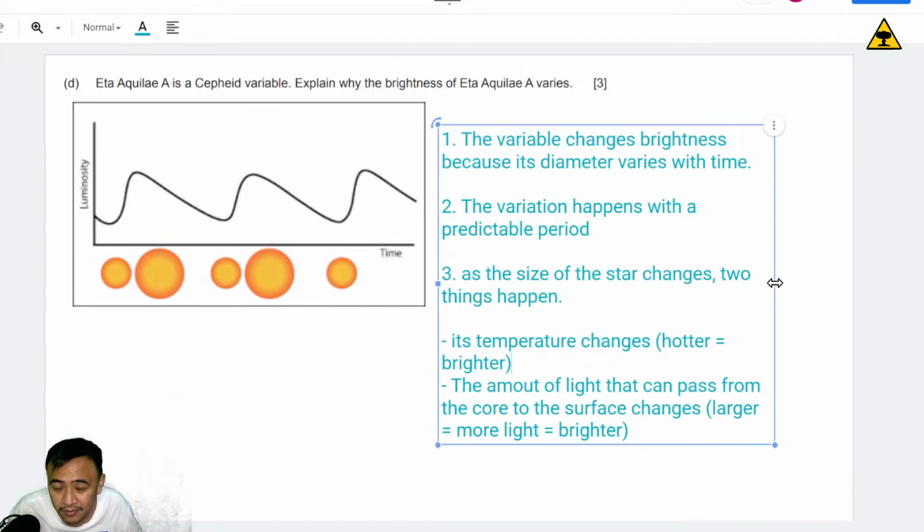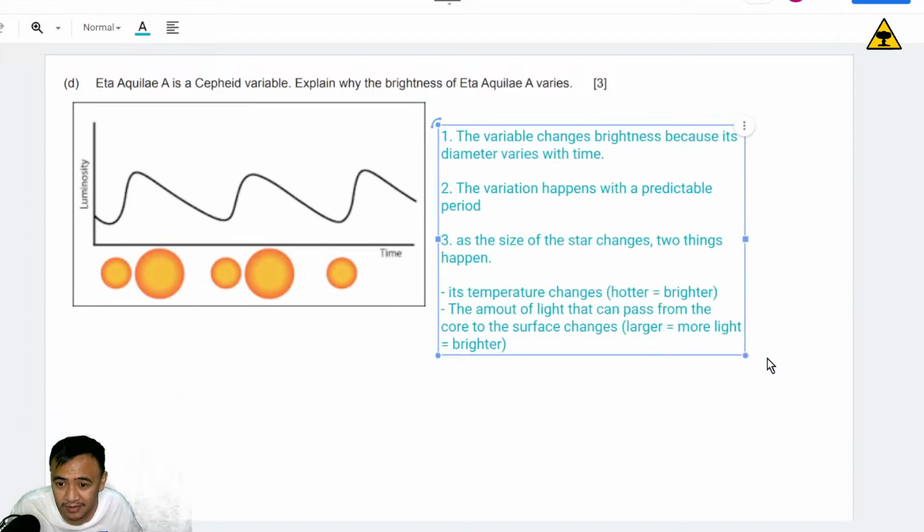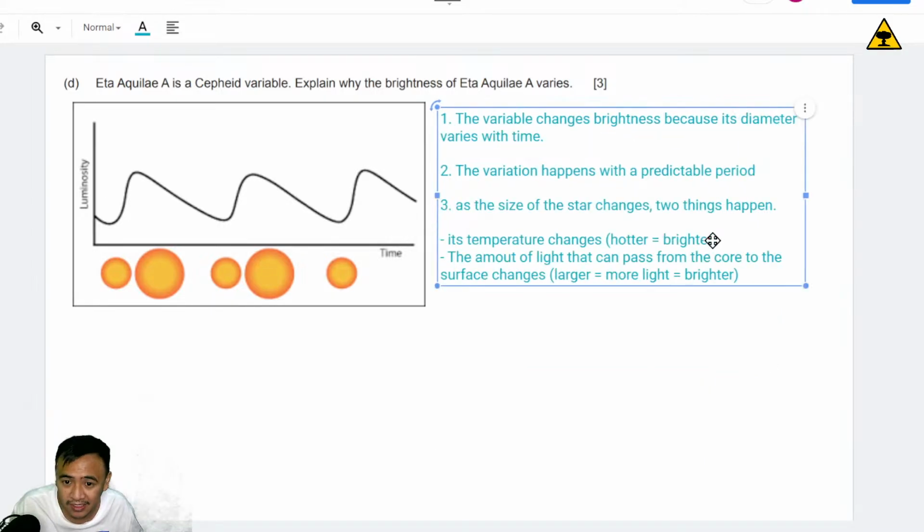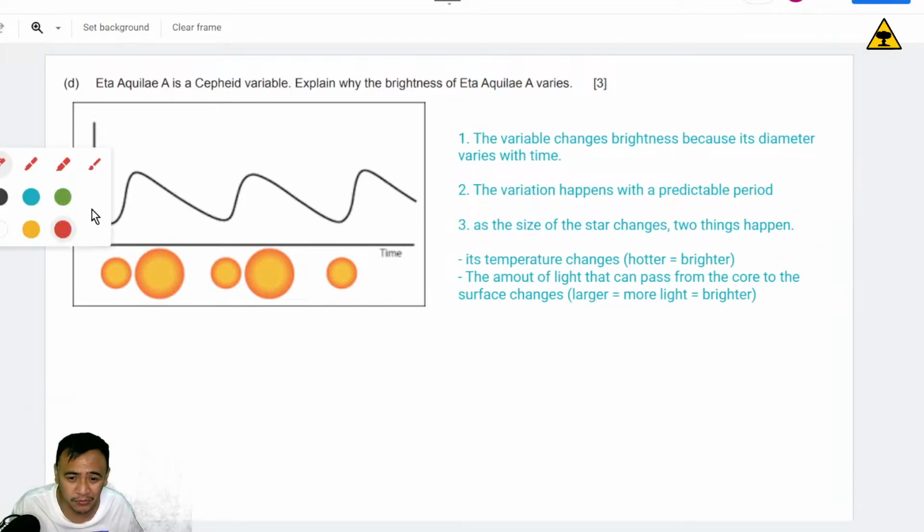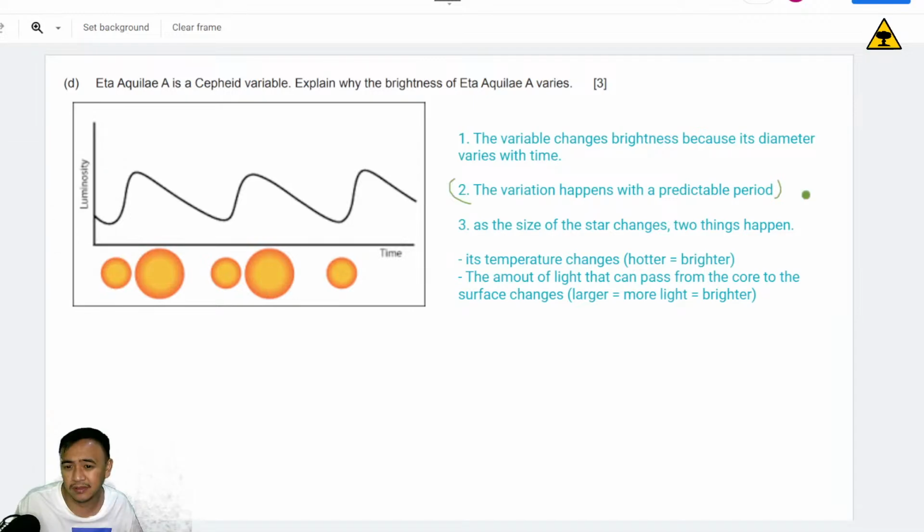So this is how I would say my answer. Something like this. But I think I will not even mention 2. I will probably just mention 1 and 3. I'll just put that in brackets. The variable changes brightness because its diameter varies with time, so because the period changes. And then you would say that the temperature changes and the amount of light that passes from the core to the surface changes. How come the light changes?